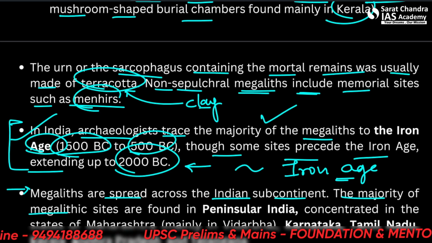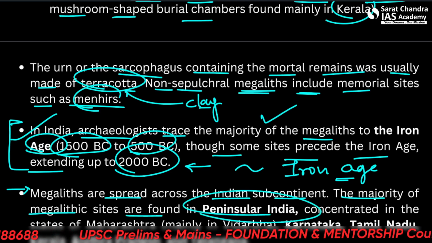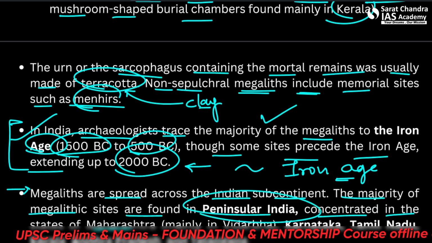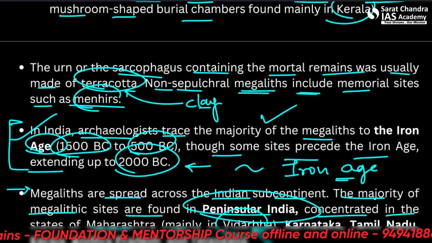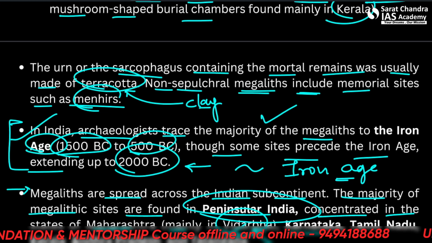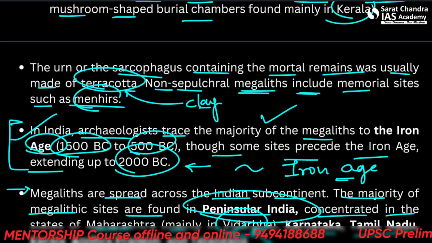The majority of megalithic sites are found in peninsular India, concentrated in the states of Maharashtra, mainly in the Vidarbha region. Maharashtra has many regions, Saurashtra, Vidarbha region. So Vidarbha, it is talking about Karnataka, Tamil Nadu, Kerala, Andhra Pradesh, and Telangana.